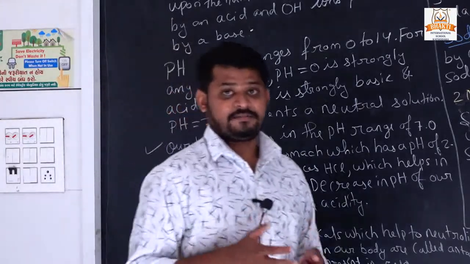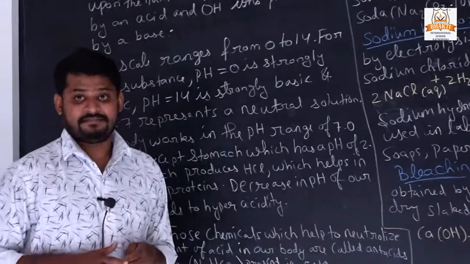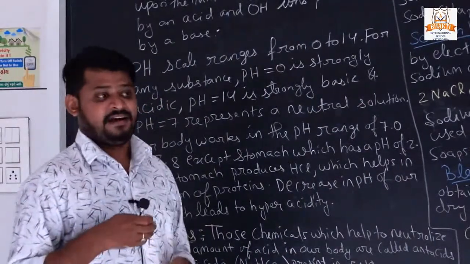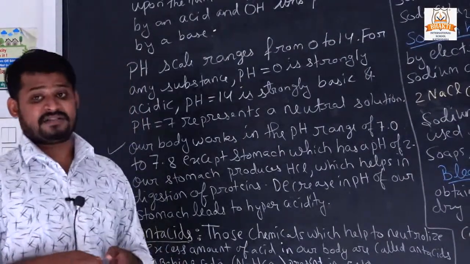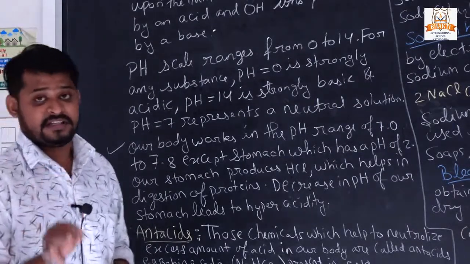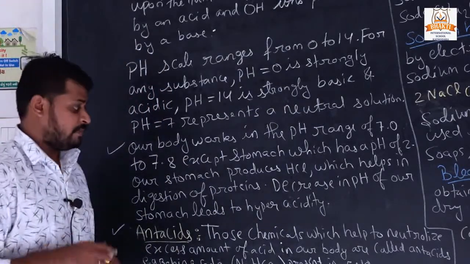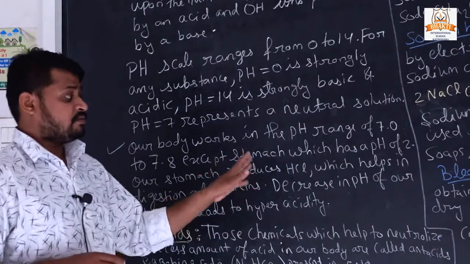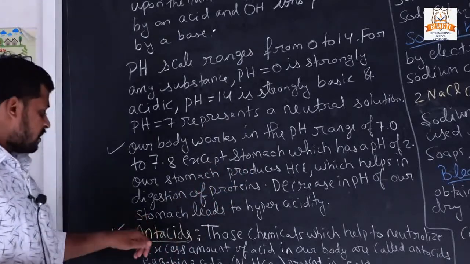If our stomach pH decreases, then one type of problem is created in our stomach, that is acidity. If the pH value decreases in our stomach, then it produces acidity in human beings. So it is necessary that the pH value of the stomach stays at 2.